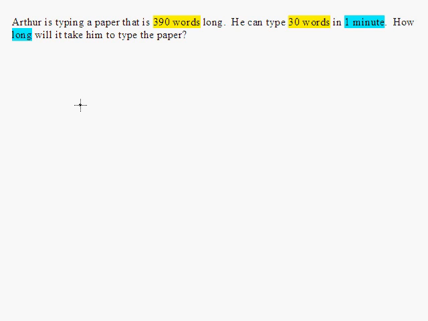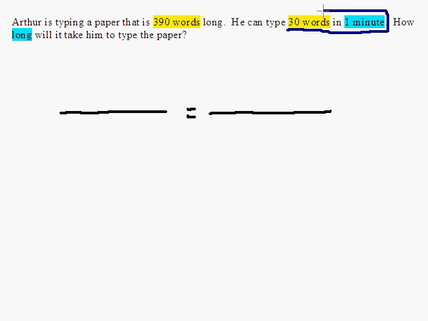To solve for this, we're going to use proportions. So the first thing I'm going to do is make 2 fraction bars and set them equal to each other. Because I know a proportion is 2 ratios set equal to each other. Now we're going to write our given information into this proportion. I always start with what I know is equal, or what I know is true.